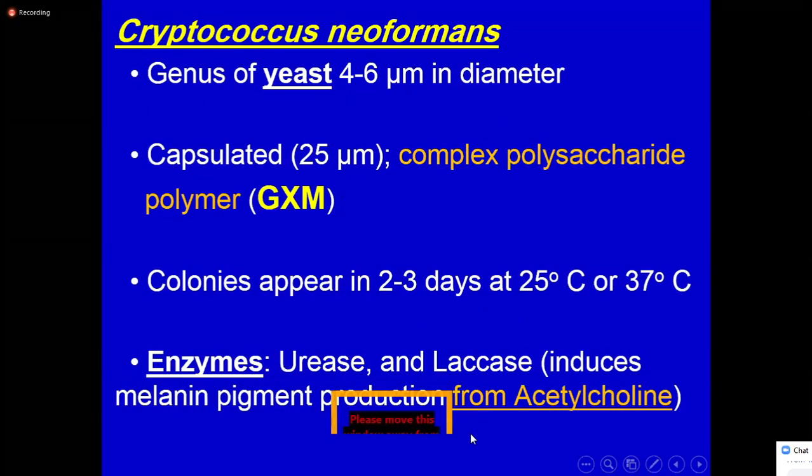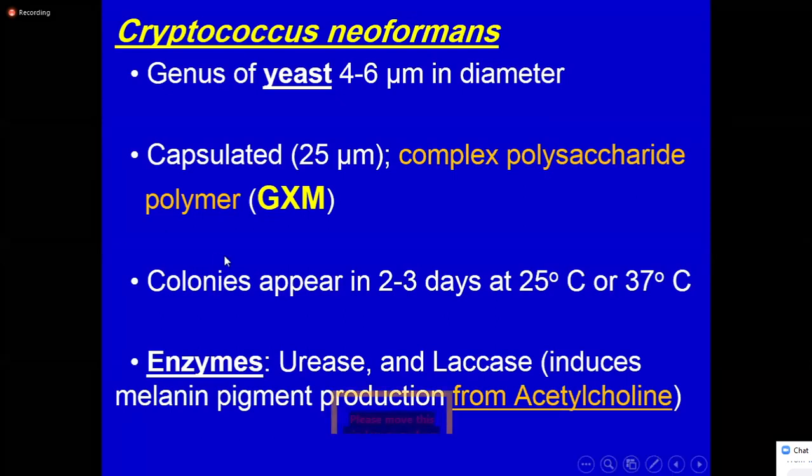Lastly, we talk about a fungus, Cryptococcus neoformans, a genus of yeast, with some similarity to Candida. Candida is a yeast. Cryptococcus is also a yeast. It has a diameter of 4 to 6 micrometers. It is capsulated. This is a difference from Candida. The capsule contains a complex polysaccharide polymer. Remember, GXM. The name of the capsule antigen, or the capsule itself, is called GXM. So Cryptococcus neoformans is a capsulated yeast.